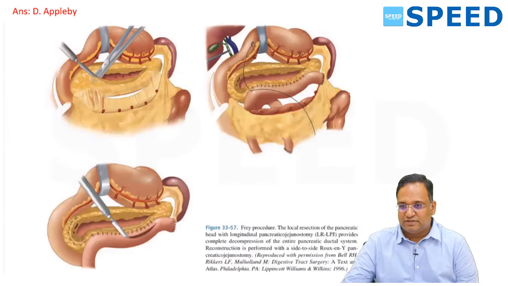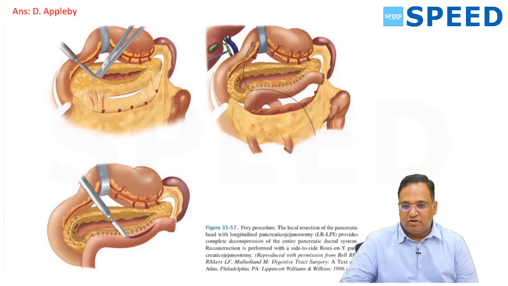And I am showing you the Frey procedure also. So, local resection of pancreatic head with a longitudinal pancreatic jejunostomy. Lay opening of the duct and do a longitudinal pancreatic jejunostomy.